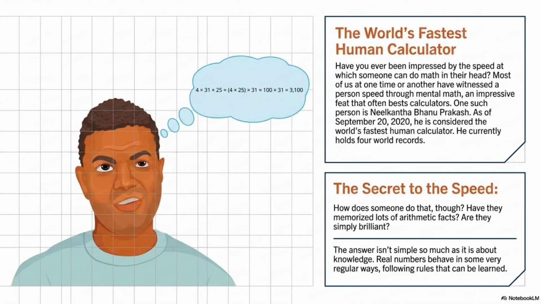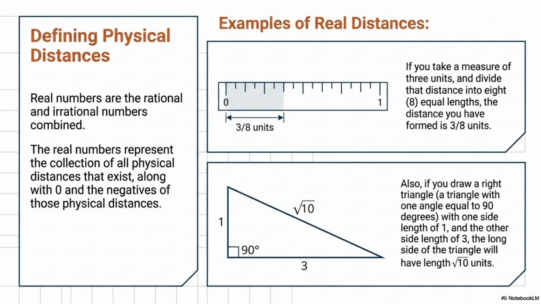First, we need to define what actually makes a number real. Okay, wait. If there are real numbers, does that mean there are fake ones out there? That is actually a great question. So real numbers basically combine rational and irrational numbers to represent all physical distances. That includes 0 and their negatives. Okay, so like a tangible thing. Exactly. The textbook gives examples like dividing a space into 3/8 or using the square root of 10 to represent the hypotenuse of a right triangle. That's a real physical length you can measure, even if it's some messy, infinite decimal, it still maps to reality.